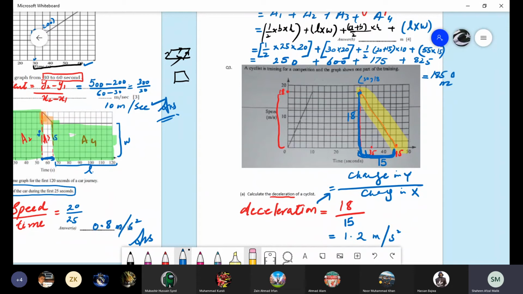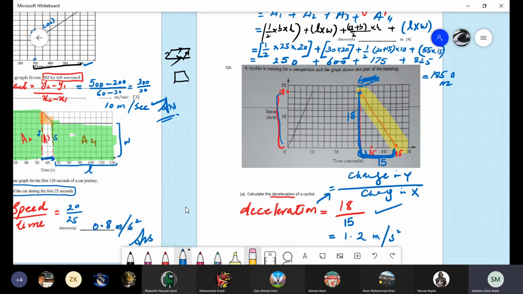No, this is not that. We will just see the change in y. Change in y is all these units, and change in x is the distance from 45 to 30, not 35, 30. So in this way, you can find out the deceleration.